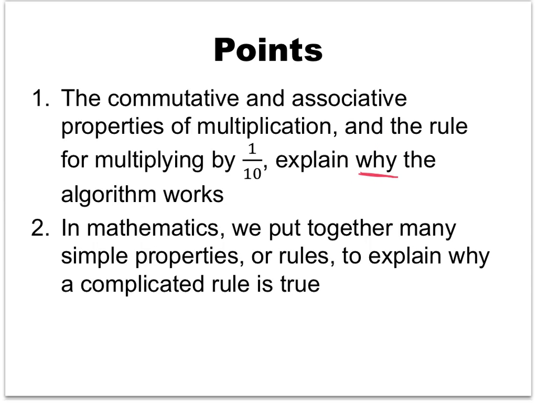The second point is a really big point that this example illustrates, is that in mathematics we put together many simple properties or rules to explain why a complicated rule is true. So like in this example, we started off with simple properties or rules. We had this rule for multiplying by 1/10, which is simple. We had the commutative property, we had the associative property. Those were all relatively simple. And we used those to explain why this complicated rule for multiplying decimals is true.